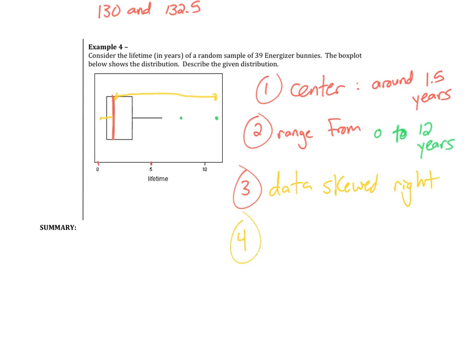And lastly, just write a sentence describing the data. So it looks like half, if you look here, half of the bunnies are from the median to here. So we would say half of the bunnies, the Energizer bunnies, live 0 to 3 years.